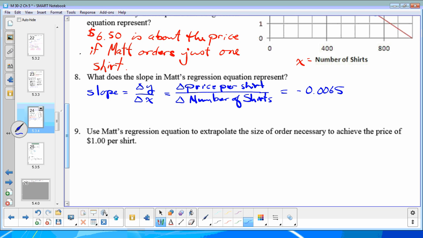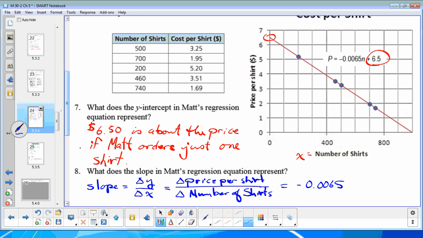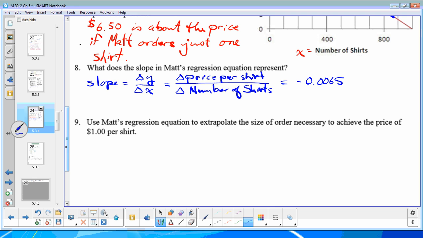So as we go from left to right, so if instead we thought, not the negative sign, but just what's happening on the graph here, as we go from left to right, our graph is going down in this direction. What does that mean? Price is going down. So as we go to the right, we're buying more shirts. So the more shirts we buy, the lower the price is per shirt. Okay? So that's what the negative sign means.